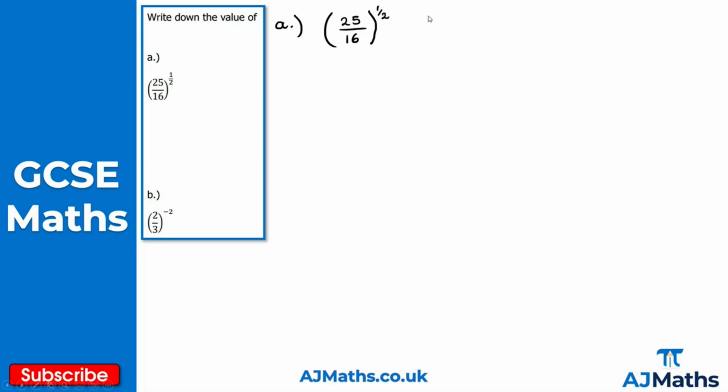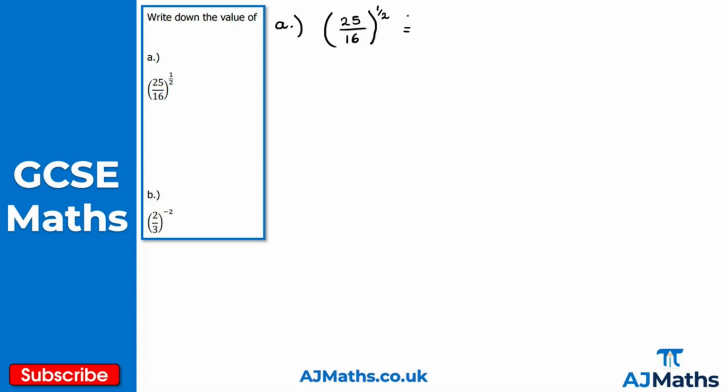So here we've got a fractional power. Now, in this case, when we've got a fractional base like this, 25 over 16, to the power of a half, what I'm going to do is technically think about this in two parts. So my numerator to this power will be divided by this denominator to this power as well. So we're just splitting it up separately.